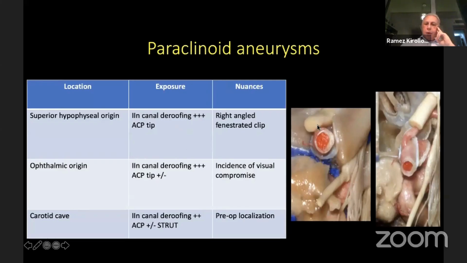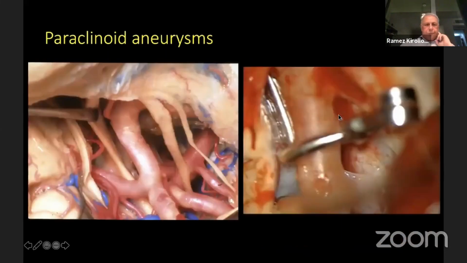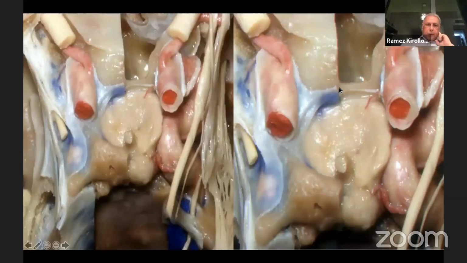I cannot emphasize to you how important it is, because this is how you get the position of the clip. Maybe less so for the last one, but it's very important. This is again to show you the superior hypophyseal branches are multiple. They supply the stalk and also the chiasma, as you can see here, and this is why you need the space to put your clip. And this is another anatomical variation to show you the ophthalmic artery going below the optic nerve.